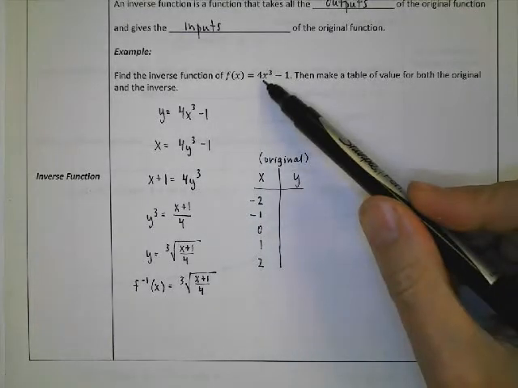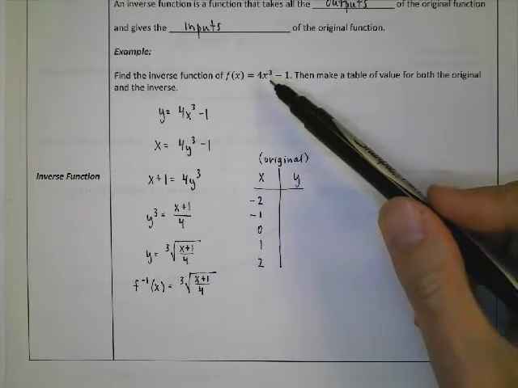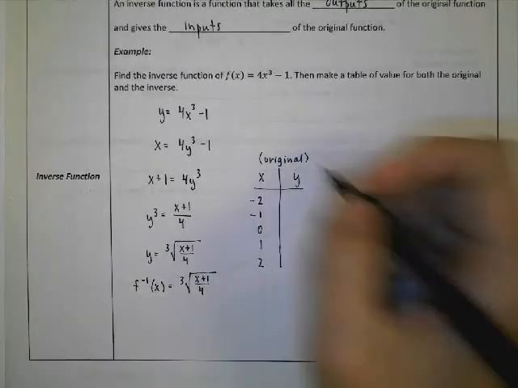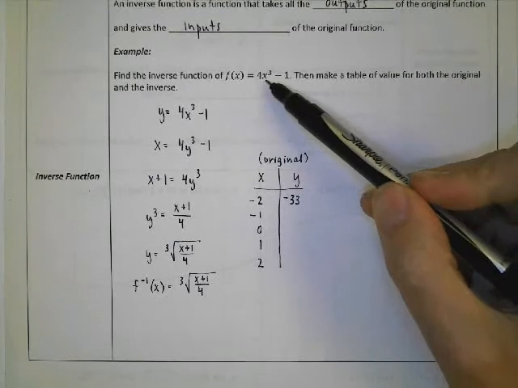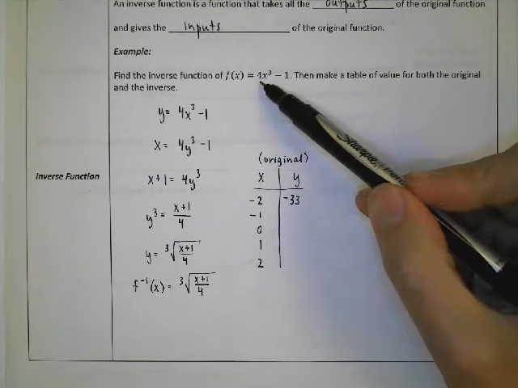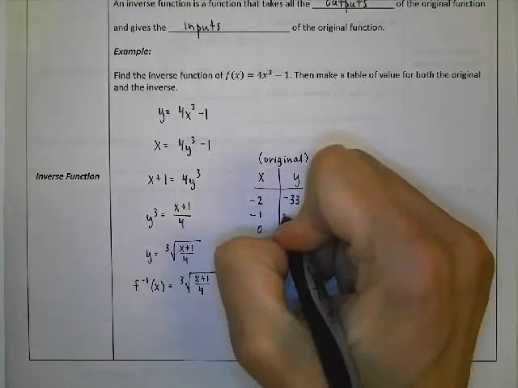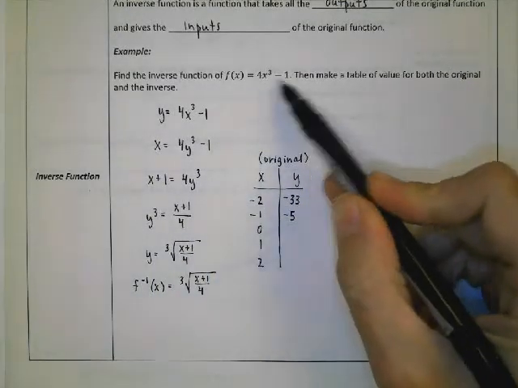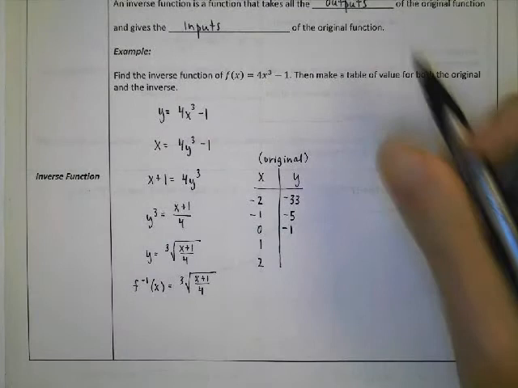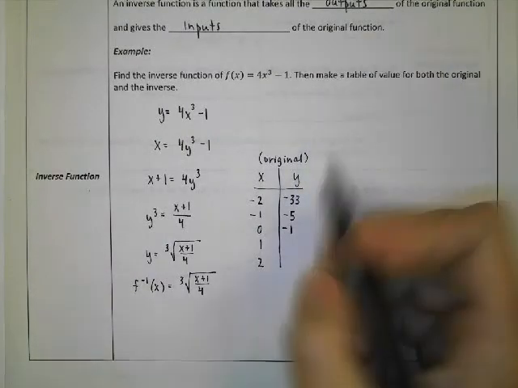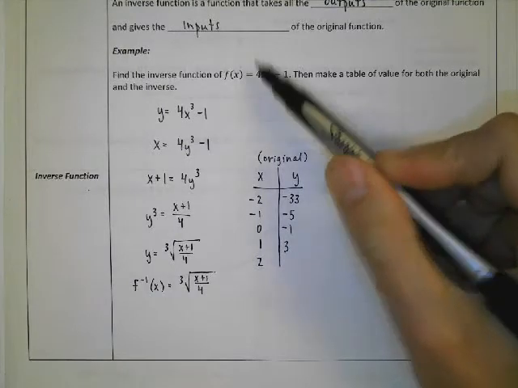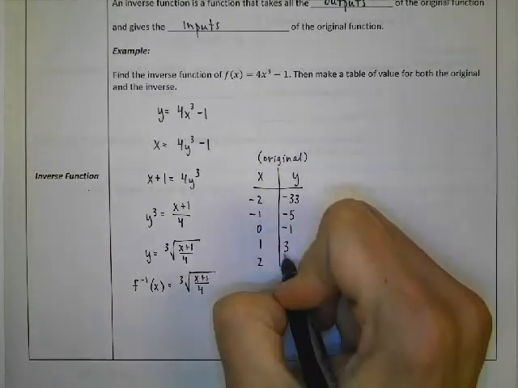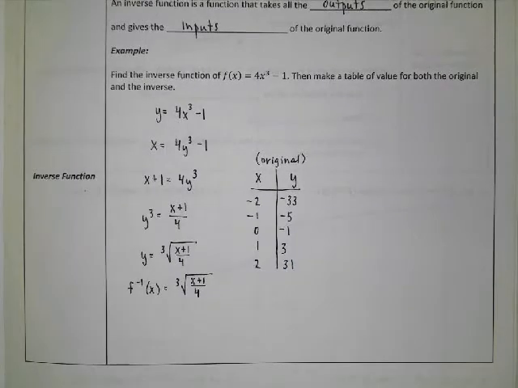So if I plug in a -2, cubed gives me a -8, times 4 is a -32, and then when I subtract 1, I get a -33. If I plug in a -1, I get a -1 times 4 is -4, minus 1 is a -5. 0 is going to give me a -1. If I plug in 1, I'm going to get 4 minus 1 is 3. And if I plug in 2, cubed is 8, times 4 is 32, minus 1 is going to give me a 31.